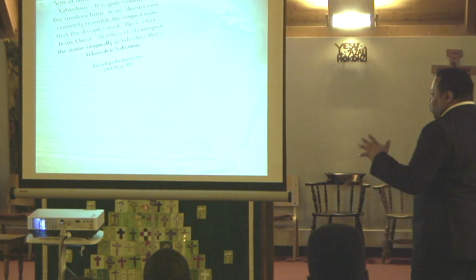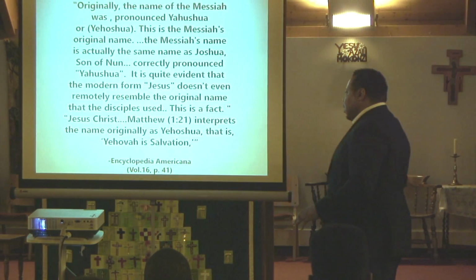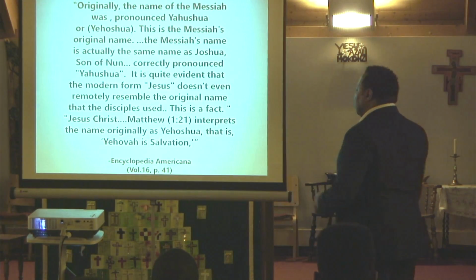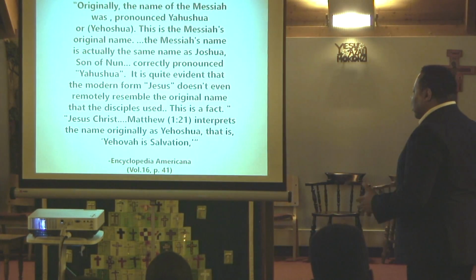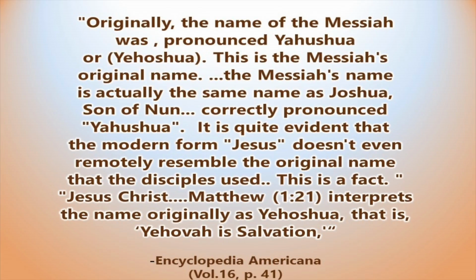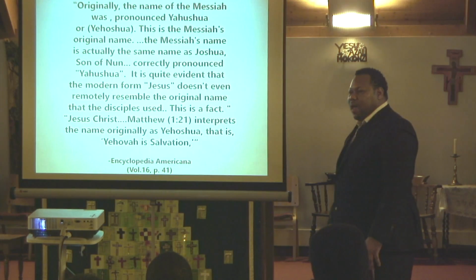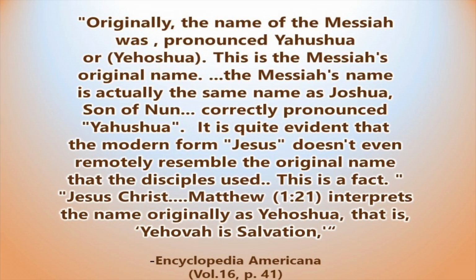So let's look at some quotations from authorities. Let's move beyond me. Let's look and see what we see out there in the big bad world. So in the Encyclopedia Americana, originally, the name of the Messiah was pronounced Yahushua. Bam, there it is, in the books. This is the Messiah's original name. The Messiah's name is actually the same name as Joshua, son of Nun, correctly pronounced Yahushua.